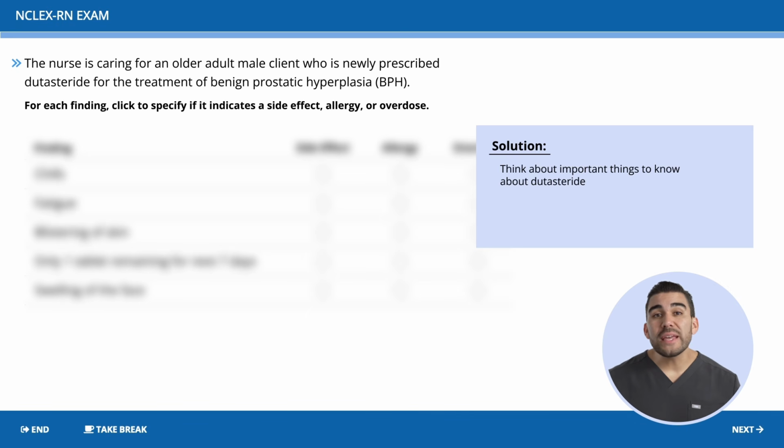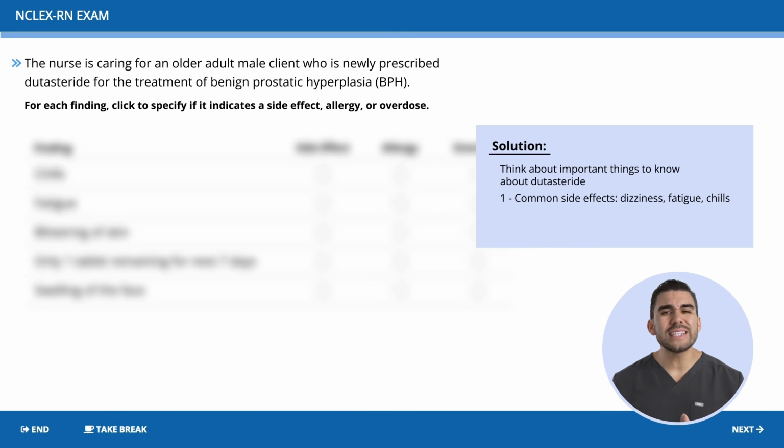So remember, with BPH, it's a big prostate that holds back urine. So I like to think of this medication as a ride on the back of a horse. So you're not going to have a fun ride with a big prostate. So take Dutasteride to have a fun ride. This is because it shrinks the prostate. Some common side effects are dizziness, fatigue, and even chills. A big safety consideration: women of childbearing age should not touch the tablets.